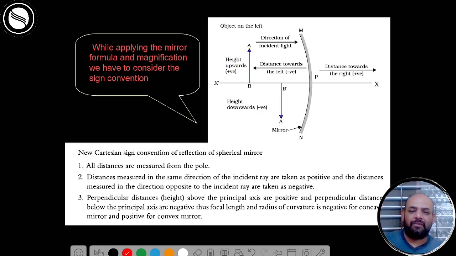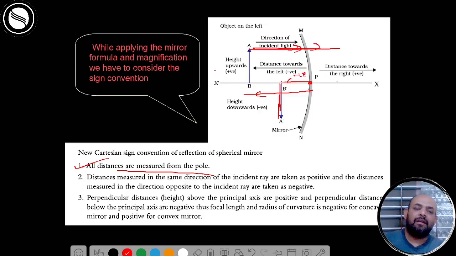But for simplicity, for making things easy, we have the sign convention in 10th grade, which is very simple to follow. In 12th grade, we have that all distances are measured from the pole. This is there in 10th also, but distances measured in the direction of the incident ray are considered positive. And if you measure something opposite to the incident ray, going left hand side, suppose here this is the direction of the incident ray, and this is the object or image distance, you are going opposite to the direction of the incident ray. In that case, this will be negative.